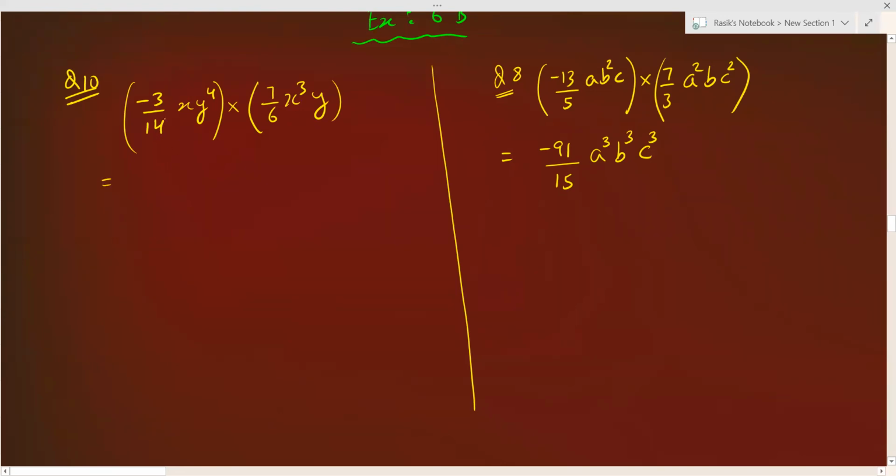सो नाउ फर्स्ट वी कैन डू सिंप्लीफिकेशन हियर. माइनस थ्री को थ्री से कट कर लेंगे यू गेट माइनस वन. सिक्स को थ्री से कट किया यू विल गेट टू. 14 डिवाइडेड बाय 7 इज 2. 7 डिवाइडेड बाय 7 इज 1. तो माइनस 1 इंटू 1 इज माइनस 1. 2 इंटू 2 इज 4. x इंटू x क्यूब x टू द पावर 4. y 4 इंटू y y टू द पावर 5. सो माइनस 1 अपॉन 4 x टू द पावर 4 y टू द पावर 5.